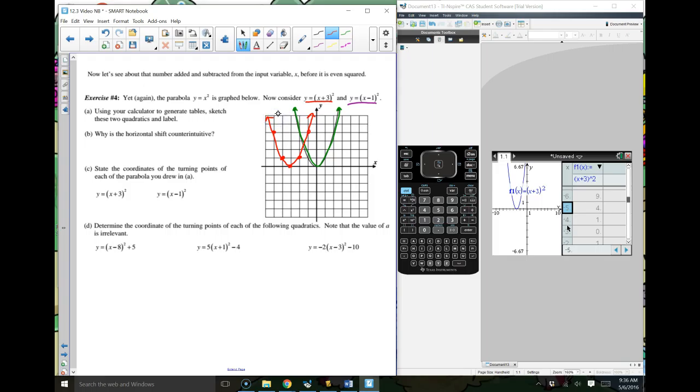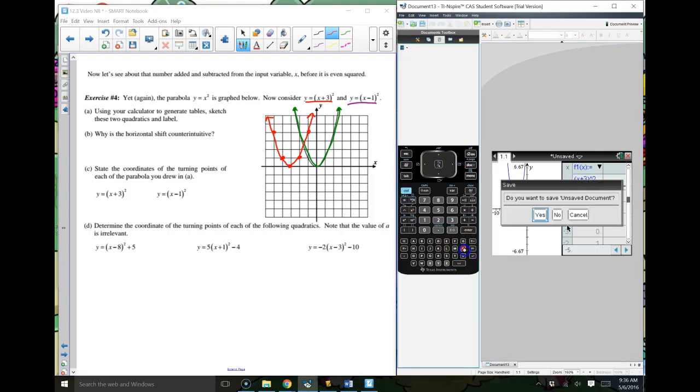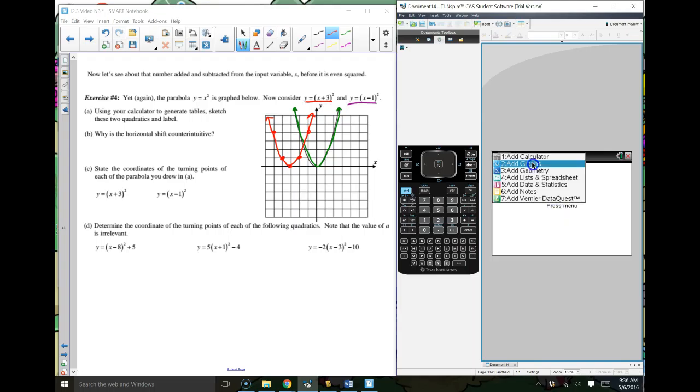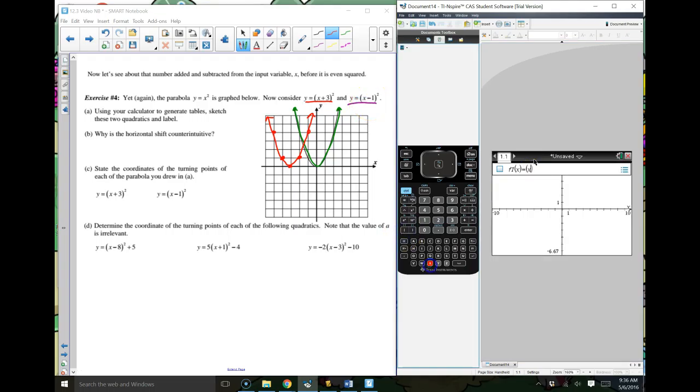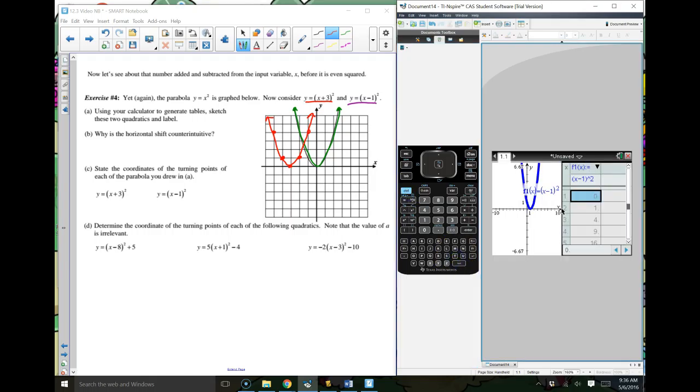Okay, now let's do the purple. I'm going to get a new graph. And now I'm going to plug in y equals x minus 1 squared. So parentheses x minus 1 parentheses squared. I'm going to hit enter. There's my graph. Hit Control T to get my table. And now I can start plotting my points on this purple graph.